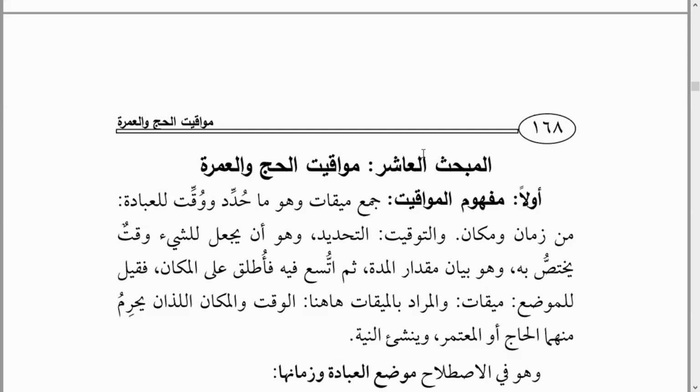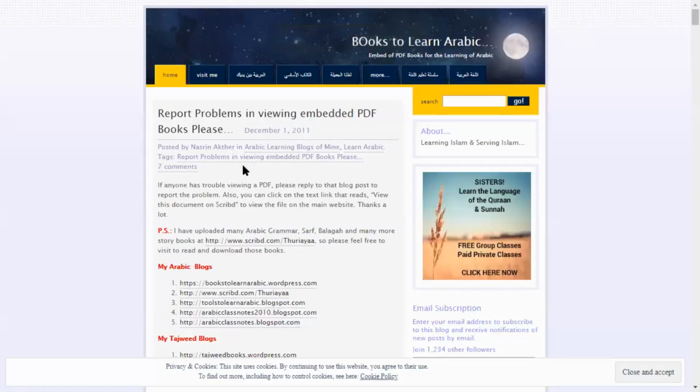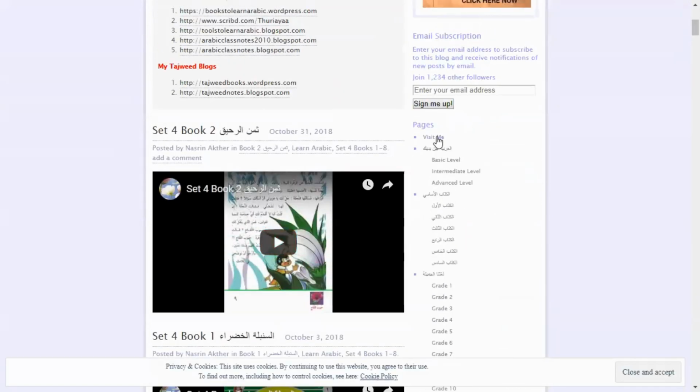Books to Learn Arabic dot wordpress. We just Google it, and you'll find so many books in English also, teaching you about it. Right, so this is the website. It has these books: Arabiyya Bayna, basic level, intermediate level, advanced level, and they have comics too.